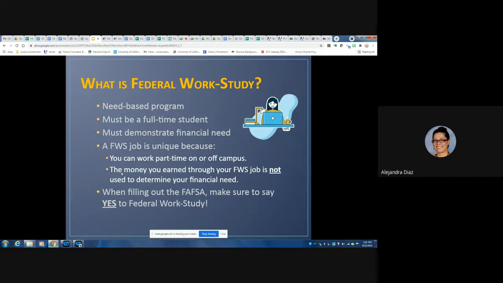And so I just want to make students and families aware that work study is money for school, is supposed to be meant for school. And the student will be getting the money.